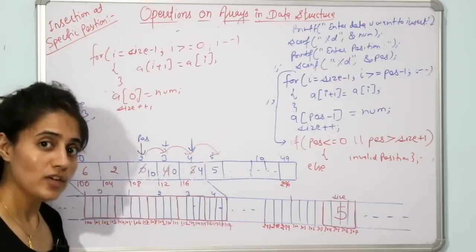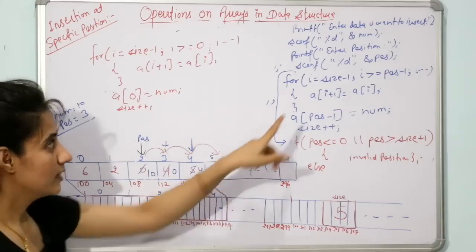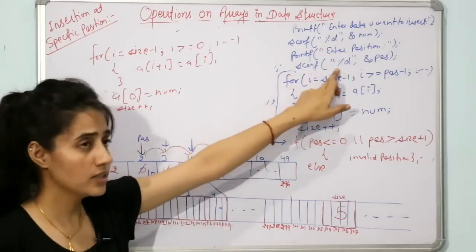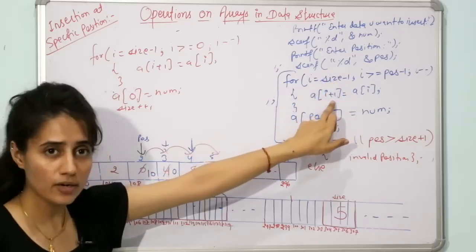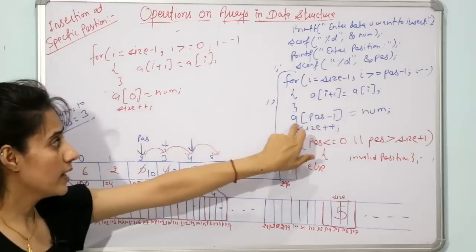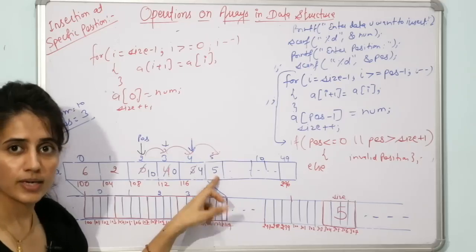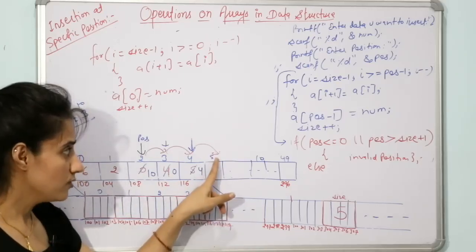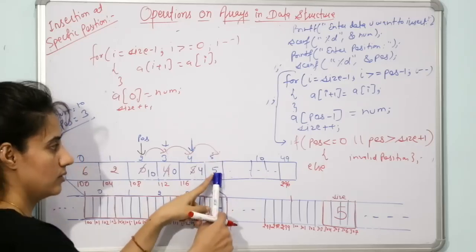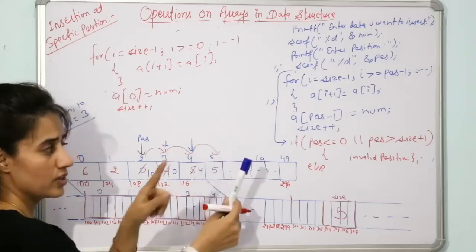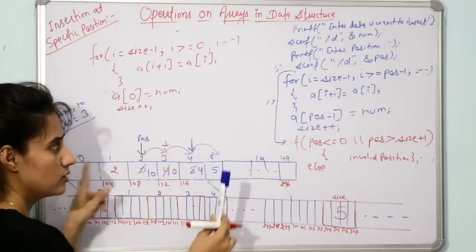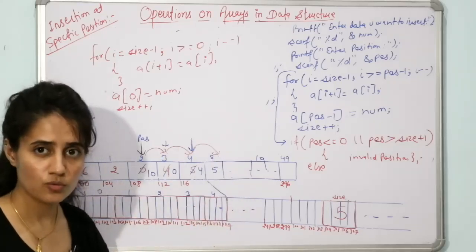So now how you will insert? Simply you just enter the data you want to insert, no need to ask the position, no need to do this swapping and all, fine. Simply you will write a of size. Size is 5, so at index 5, because if size is 5 then data would be from 0 to 4, so at a of size you can insert the number, and size plus plus you can do.